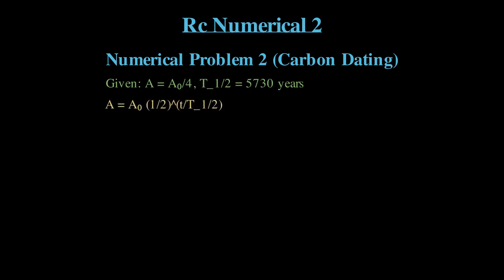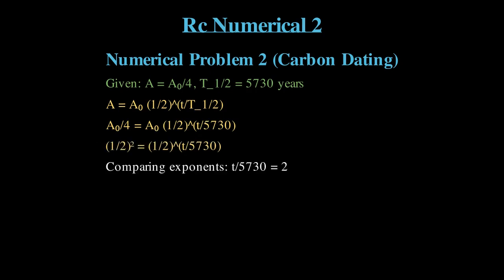We use the same formula as before, but for activity, A equals a naught times 1/2 to the power t by t 1/2. Substituting the values, a naught by 4 equals a naught times 1/2 to the power t by 500. Again, we can write 1/4 as 1/2 squared. So, 1/2 squared equals 1/2 to the power t by 500. Comparing the exponents, we find that t by 500 equals 2, therefore, t equals 11 years. So, the age of the fossil is 11 years.